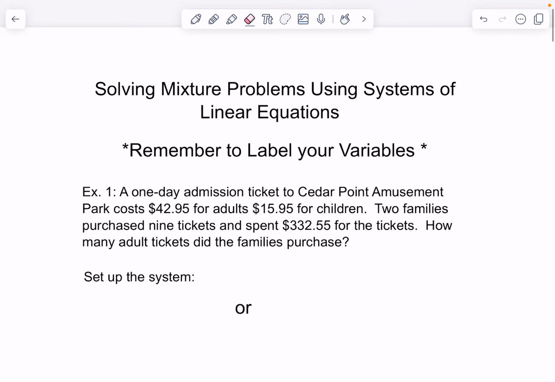Today we're going to learn how to solve mixture problems using systems of linear equations. These mixture word problems tend to give a lot of my students some difficulty. It tends to be their nemesis. But I'm hoping that today I'm going to open your eyes to how easy this actually is. Now, the most important thing always in any word problem is please remember to label your variables. I'm going to help you out with that today. So let's get right to it.